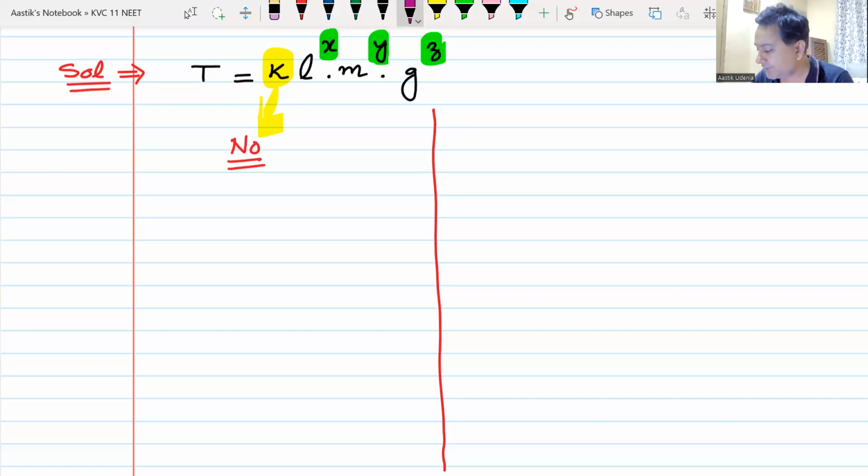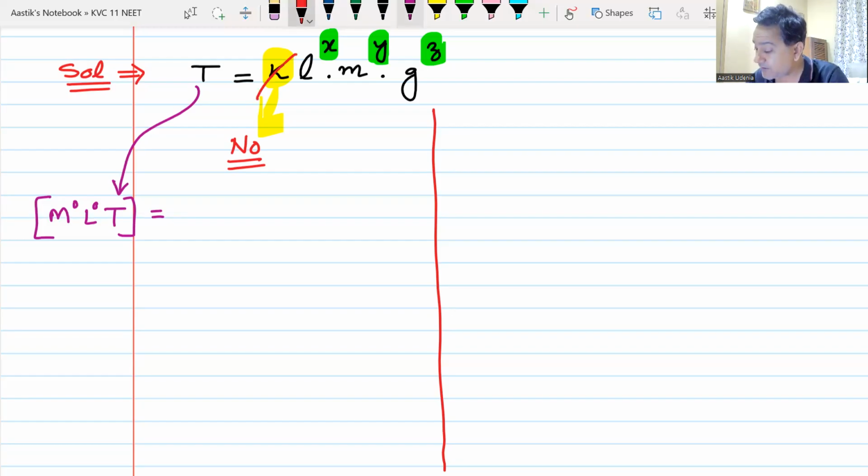On the left hand side, I have the first quantity, and that quantity is T. T is time period. The dimension of time period will be only T. M will be 0, so let me write M0, and L will be 0. It only has the dimension of T. Is it clear? Yes or no? So I've written the dimension of time period on the left hand side. Now remember, this K does not have any dimension, so I cannot write anything here.